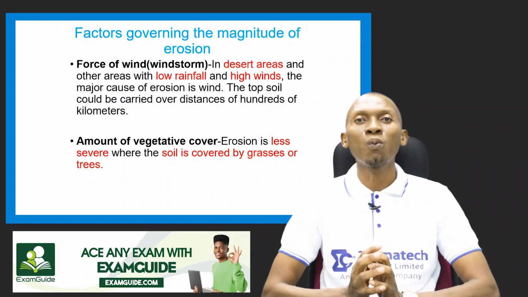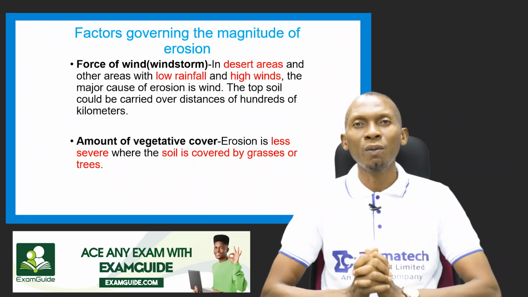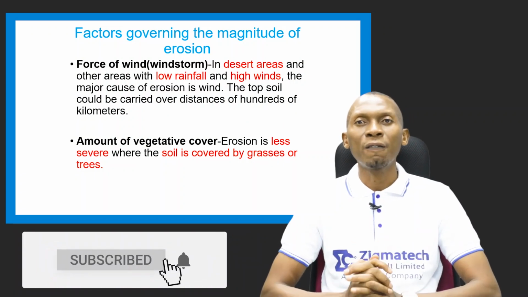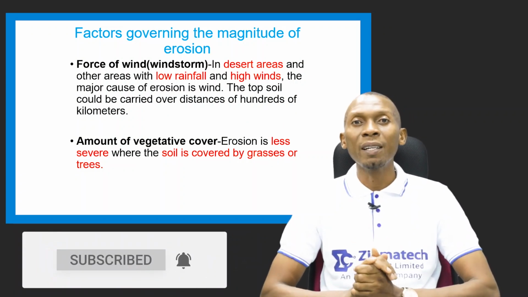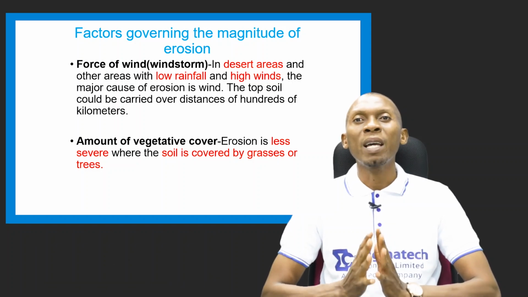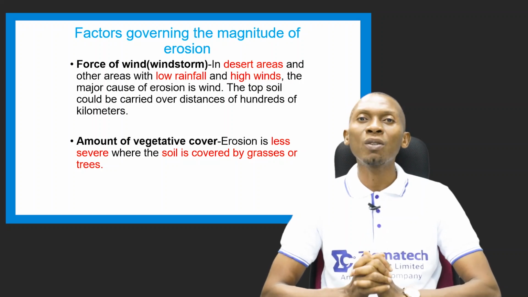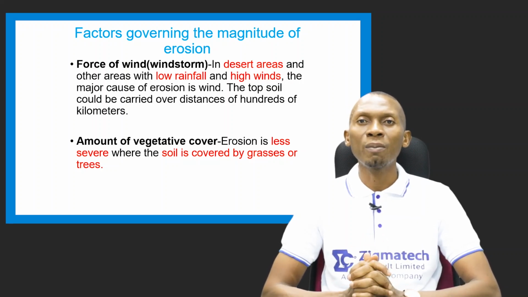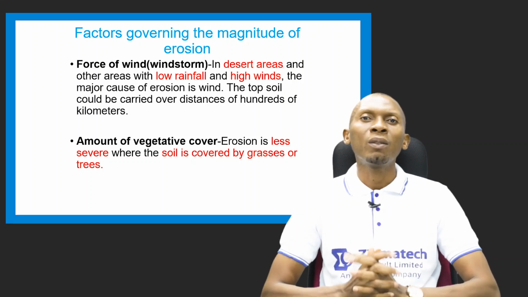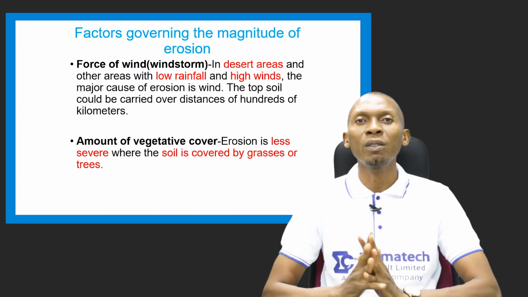We have force of wind as another factor that governs the magnitude of erosion. So force of wind, which is also known as windstorm, is another factor. Now in desert areas and certain areas where there is low rainfall, we find that there will be high winds in such areas, and this is a major cause of erosion in such environments. So the topsoil will easily be carried away over distances of hundreds of kilometers as a result of windstorms.